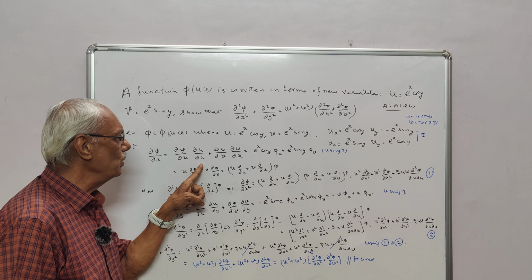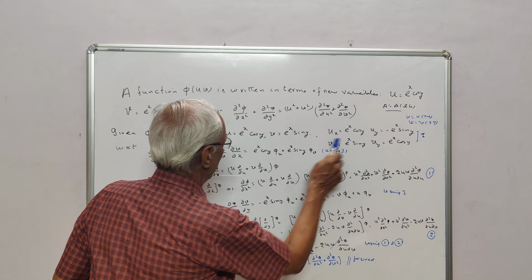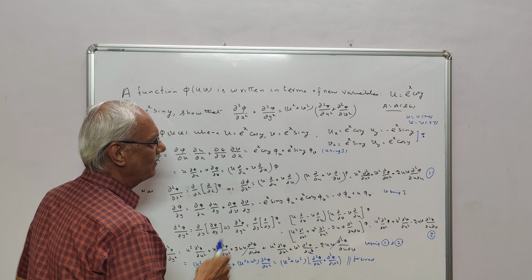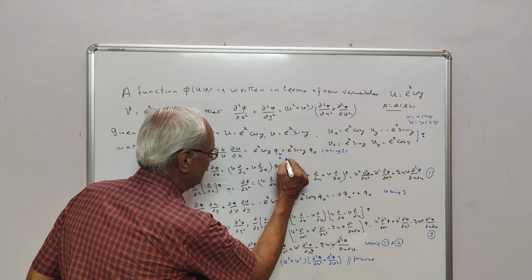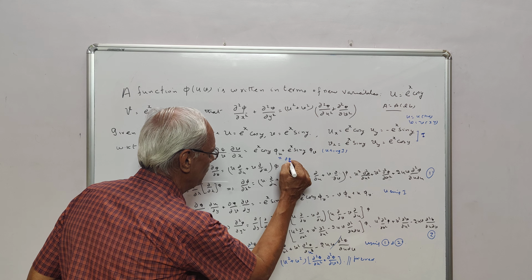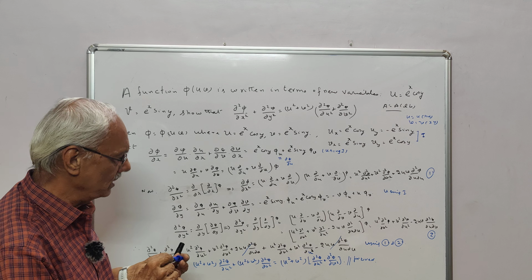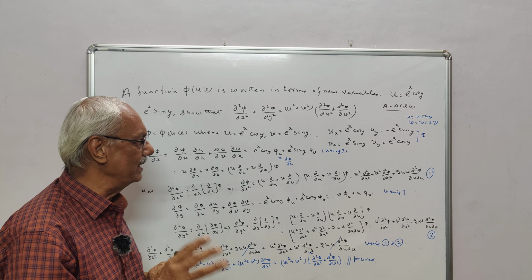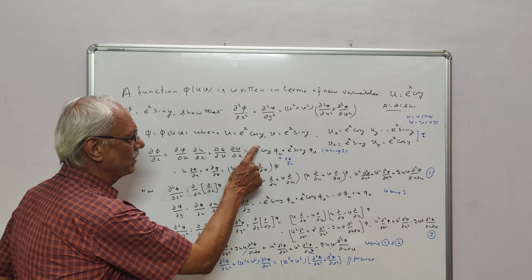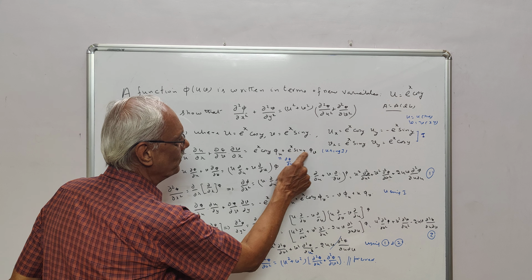Then dou phi by dou x, as I told you, is given like this, and in the place of dou u by dou x, I write its equivalent. What is dou u by dou x? E to the power of x into cos y. Here I have deliberately used this phi_u. This phi_u is nothing but dou phi by dou u. That's all. In another way of writing, dou phi by dou u is phi_u. Nothing more than that. Now that is e to the power of x into cos y into phi_u plus e to the power of x into sin y into phi_v.